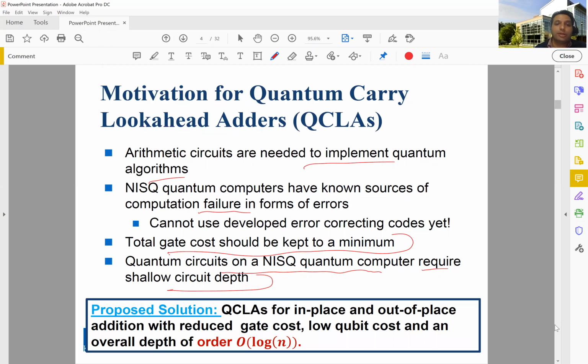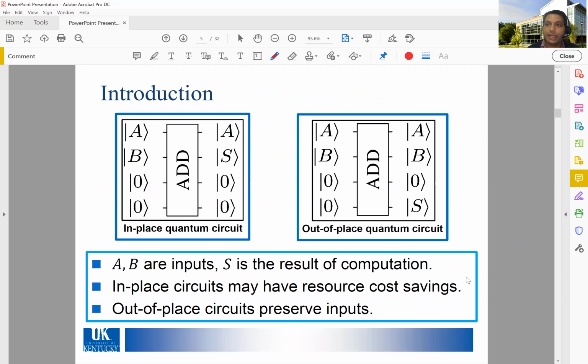So this quantum carry look adder is one type of adder which satisfies this criteria because it is a logarithmic adder. It has a depth of log n. So in this work, we are showing you a design of this quantum carry look adder, which also has reduced gate cost, which can be implemented with a low qubit cost, and also the depth, as I told you, is already logarithmic. So that's why it could be a good type of adder design for the NISQ machines.